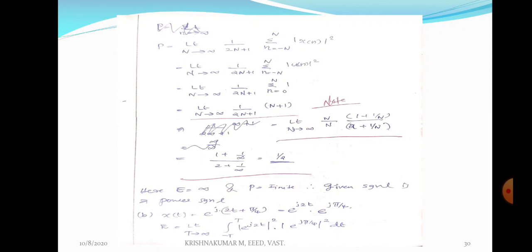So 1 plus 1 by infinity divided by 2 plus 1 by infinity. What is the value of 1 by infinity? 1 by infinity is equal to 0. 2 by infinity is equal to 0. A constant value divided by infinity is always 0. So (1 + 0) divided by (2 + 0) is equal to 1 by 2. So in this problem energy is infinite and power is finite. So the given signal is a power signal.